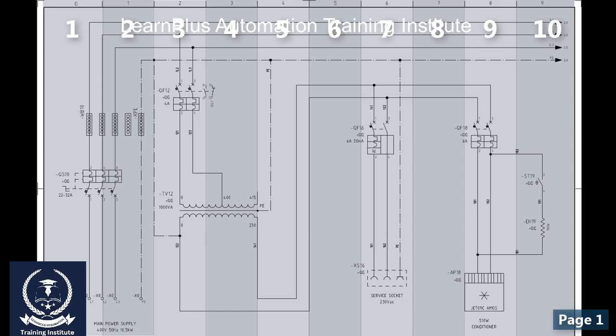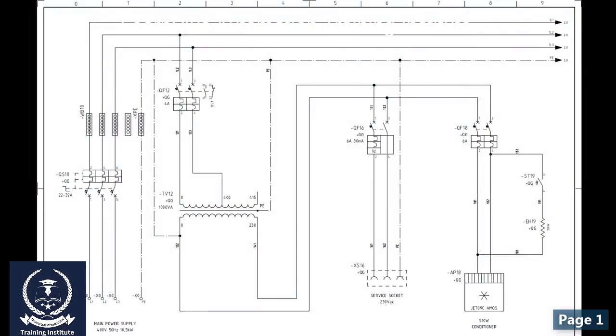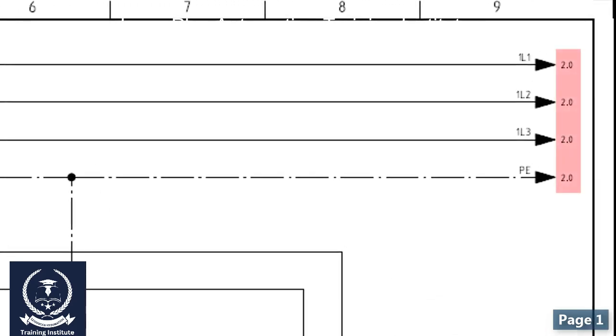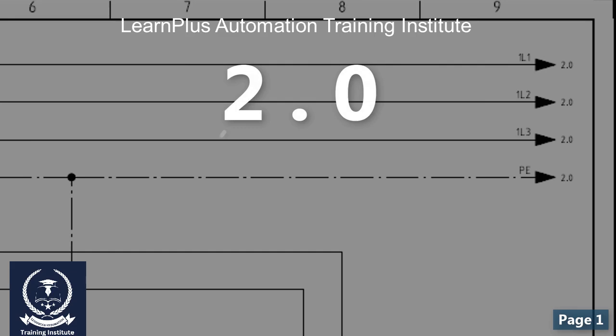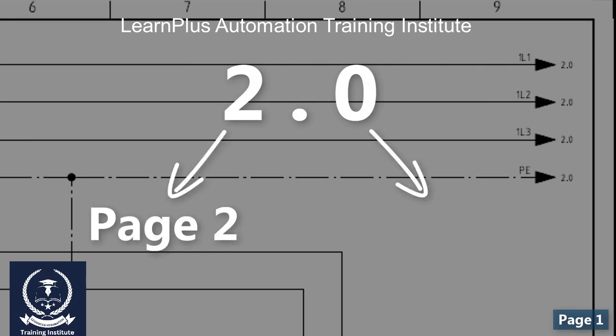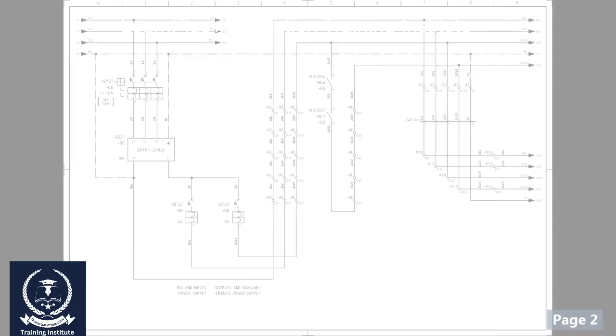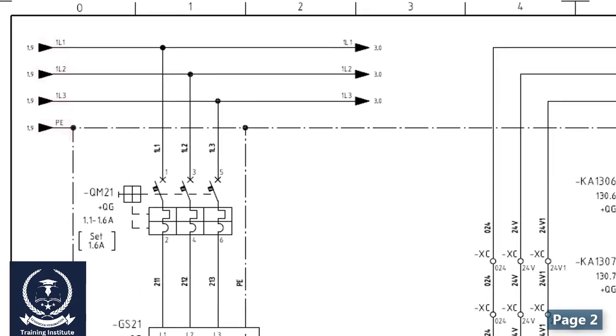Let me explain it by some examples. For instance, the main three-phase power is shown with some arrows and numbers on top of the page. All of them have a 2.0 number just beside the arrow. By 2, it refers us to page 2, and by 0, it points out to the first column of page 2. And there you go, it's our power source on page 2.